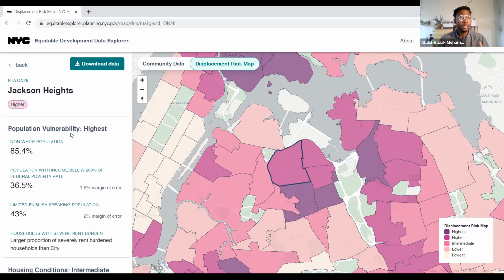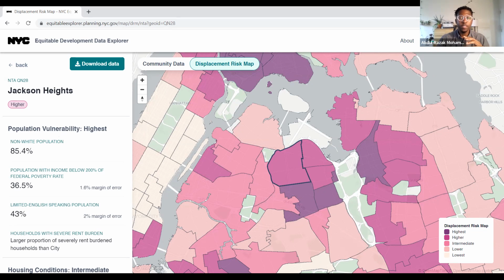What you first see is that for the overall displacement risk level, Jackson Heights is rated as higher, so that's the second highest level of displacement risk that the neighborhood experiences compared to other neighborhoods and compared to the city. What's important to know about this level is that that level is determined as a comparison to the other neighborhoods that are within the city and compared to the city overall.